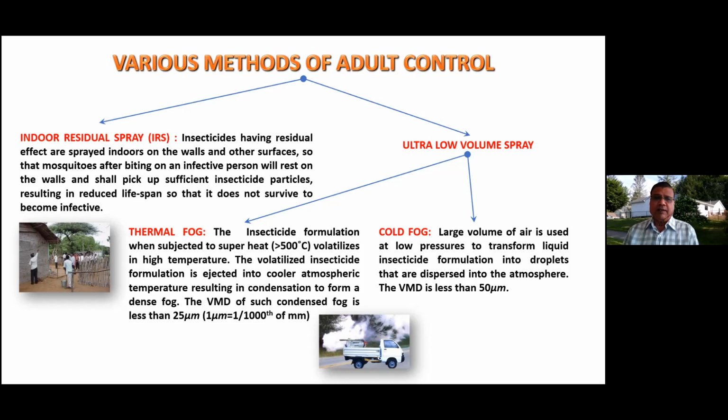And in cold fog, where heat is not used, large volume and low pressure transform the liquid insecticide formulation into droplets. Only air is pressurized and it transforms the liquid insecticide into droplets, which are dispersed into the atmosphere. But the VMD, volume median diameter, is less than 50. That is more than 25, but less than 50. Slightly bigger because it doesn't use heat. It is only air pressure that makes the liquid insecticide into fine droplets.